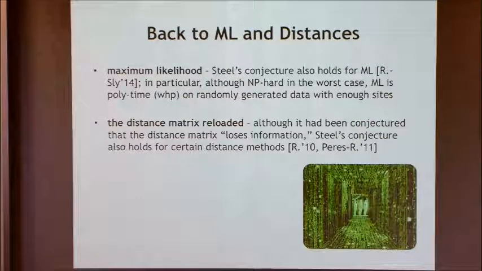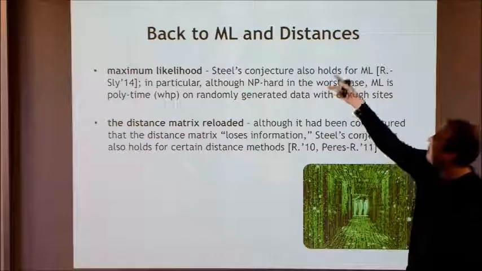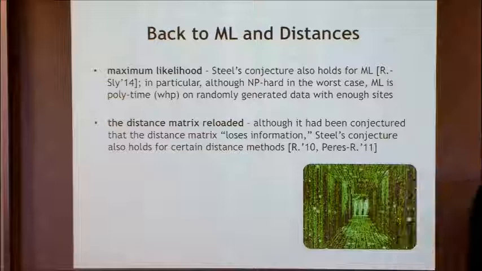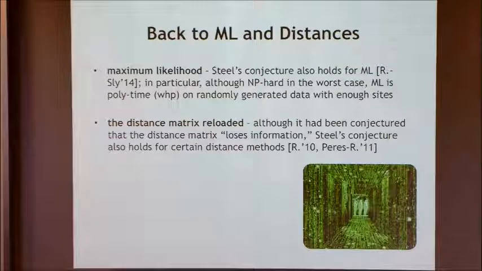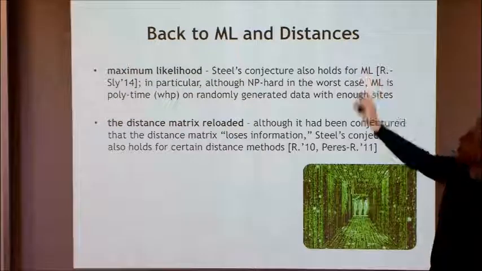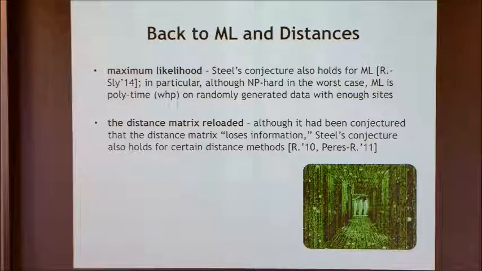They're guaranteed to recover the correct tree on these data sets with high probability. And what this result shows about maximum likelihood is that with high probability, the maximum likelihood tree is the correct tree. And therefore, I can get to it using a distance method. Okay, so maybe some evidence that maximum likelihood, at least on structured data sets, is maybe not as hard as the NP-hard results suggest.